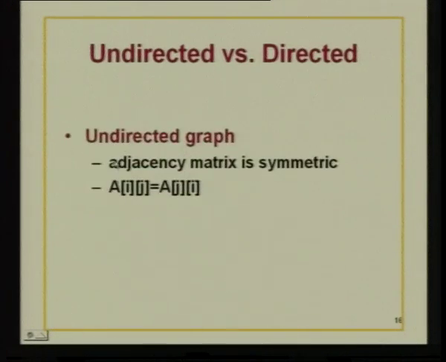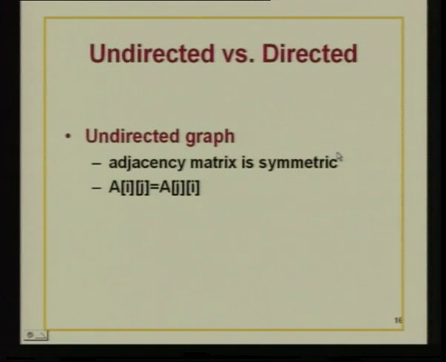So, now again let us look at a more formal way of talking about undirected and directed graphs. In an undirected graph, the adjacency matrix, which we are going to define as we go along, is symmetric. That is, every term Aij is equal to the term Aji.